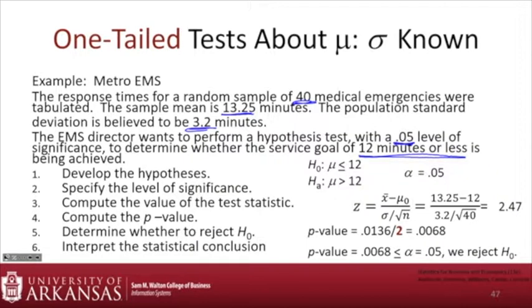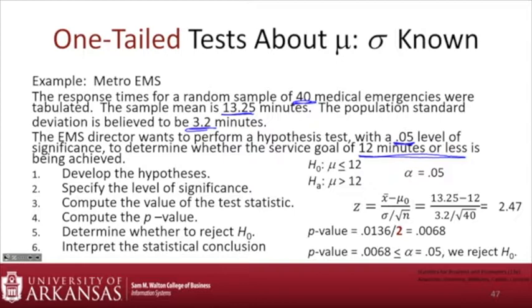Let's start with our null hypothesis. So what are we actually trying to figure out? We're meeting our service goal. Meeting our service goal, so 12 minutes or less. And since it's or less, that equal sign makes it the null hypothesis. So the mean is going to be 12 minutes or less, which means the alternative is the opposite: greater than 12 minutes. Everybody comfortable with that?